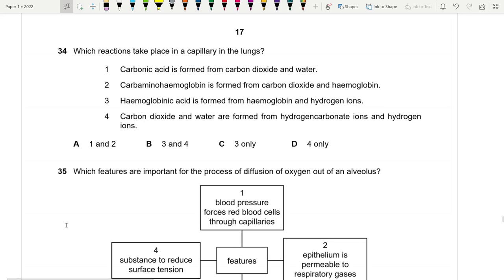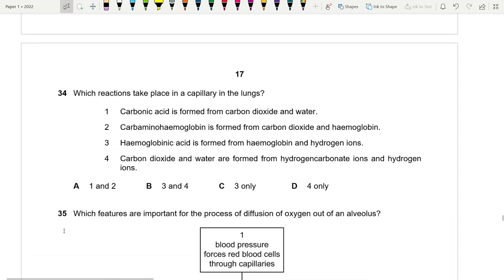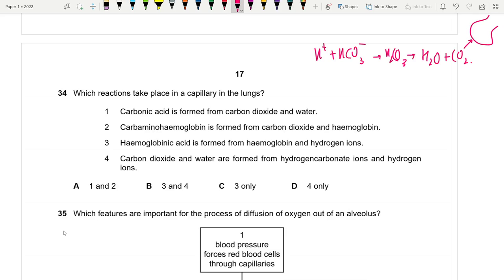34. Which reactions take place in a capillary in the lungs? Okay, in the lungs, honestly, this is what happens. Carbonic acid forms H2CO3, and then this forms H2O and CO2, which we release to the alveoli. Then hemoglobinic acid breaks down to form H+ and Hb. What else? Carbaminohemoglobin breaks down to form hemoglobin and CO2. What else? And hemoglobin plus oxygen combines to form oxyhemoglobin.